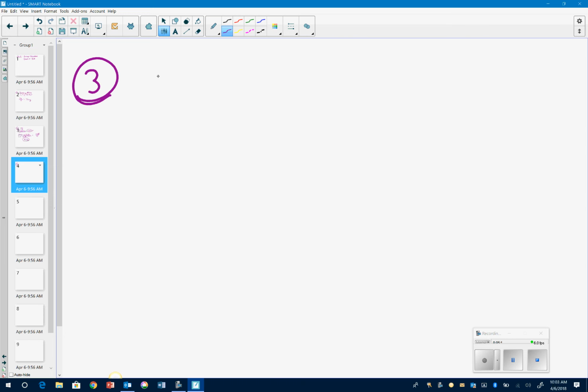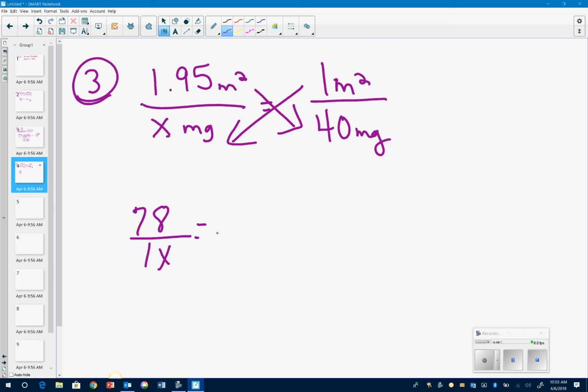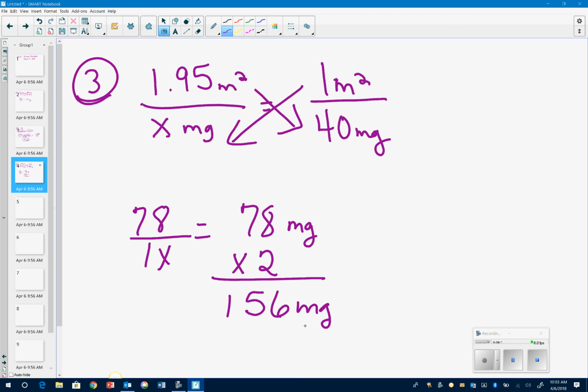Okay, so we know that the patient's BSA is 1.95 meters square over X milligrams. You have 1 meter square per 40 milligrams of the medicine. So again, our units are the same on top and bottom, so you're going to cross multiply. So X times 1 is 1X, 1.95 times 40 should be 78 milligrams. But then you want the daily dose, and it's 2 times a day. So you just multiply it by 2, and you come up with 156 milligrams.